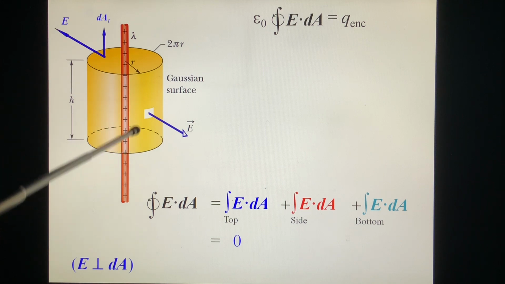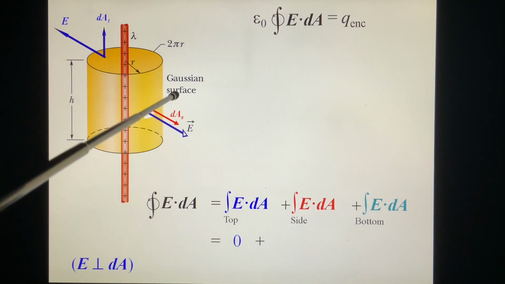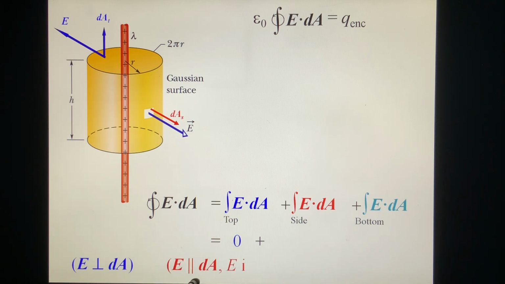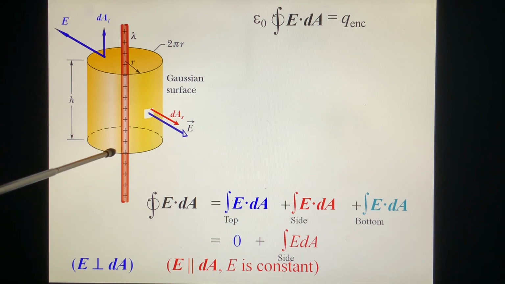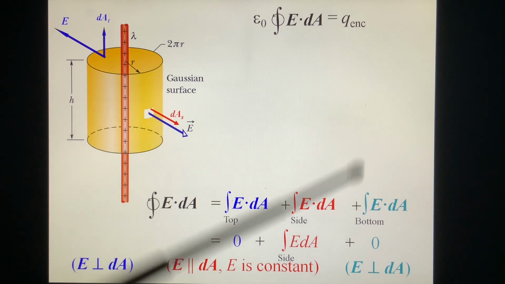On the side surface, E is along the radius, and dA is outwards, perpendicular to the surface, so along the radius too. So E dot dA equals E dA. And E, by symmetry, on this cylinder surface has the same magnitude. So E is parallel to dA and E is constant, so you take E out and get EA. The bottom surface, for the same reason, equals 0 because dA is downward, perpendicular to the area, and E is along the radius.